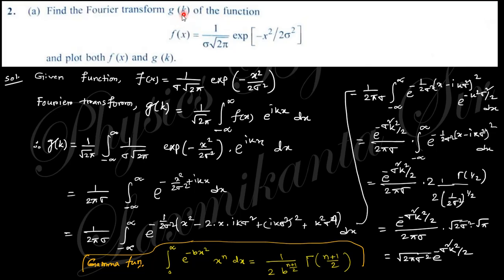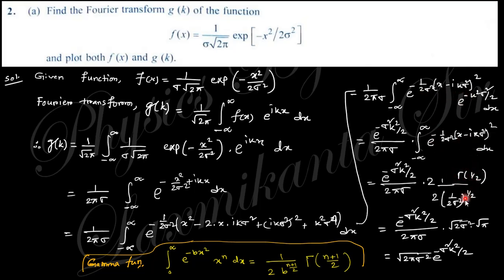Find the Fourier transform g of k of the function like that. Plot this. So the given function is like that, and the Fourier transform of this is given by the formula. Putting the value of f of x here and taking this, the sum is like that. E means exponential, so taking it in square form, after that you will get this relation.